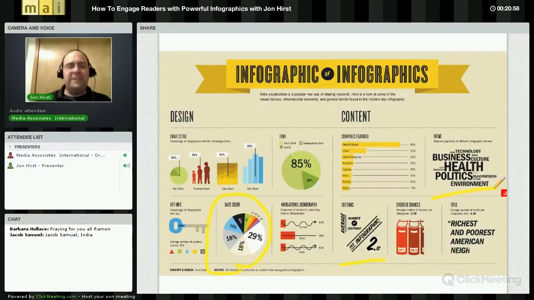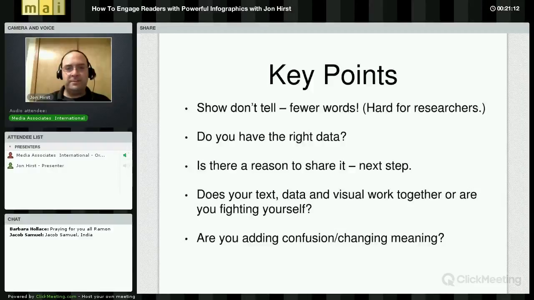One thing I've noticed is because so many infographics relate to social media, if you type infographic in Google, you'll find that many of the infographics being developed are social media related because they're being used within the social media context. So here's a few key points. Show, don't tell. Fewer words.